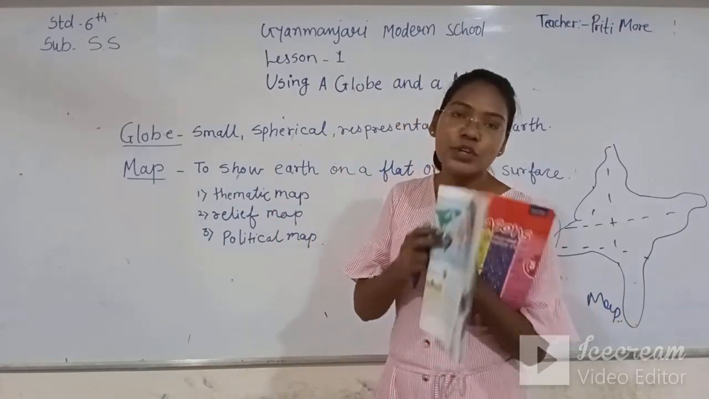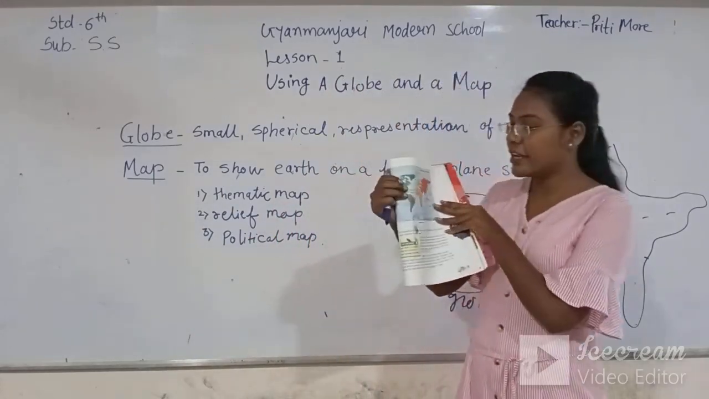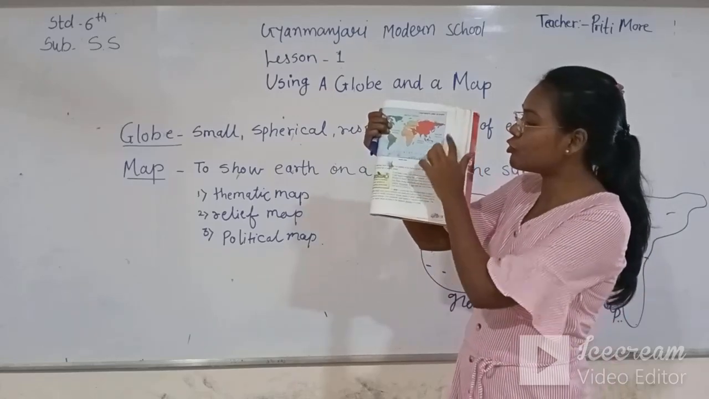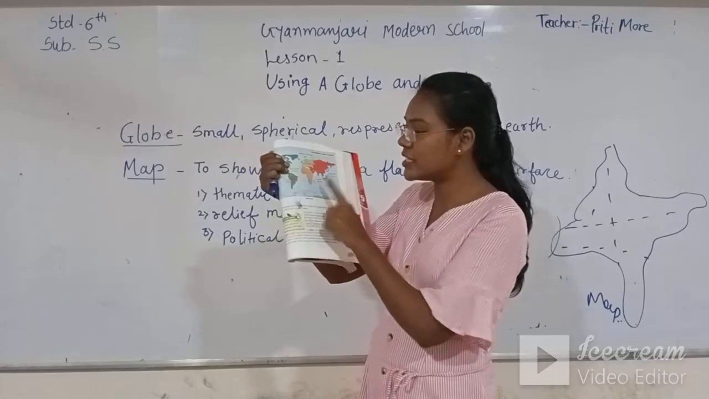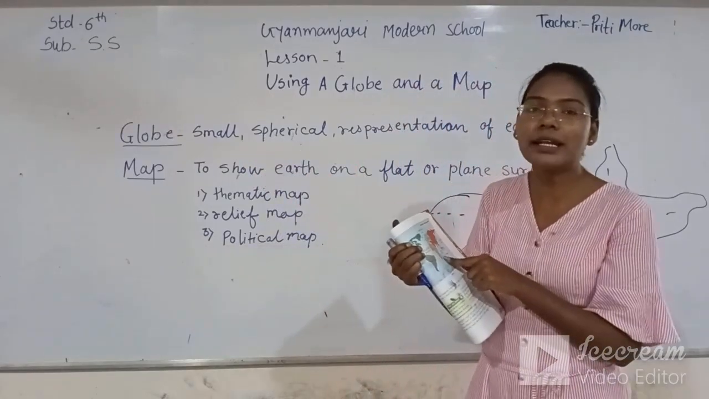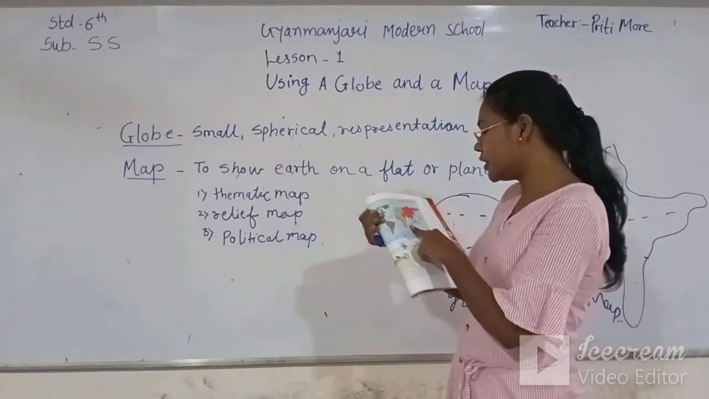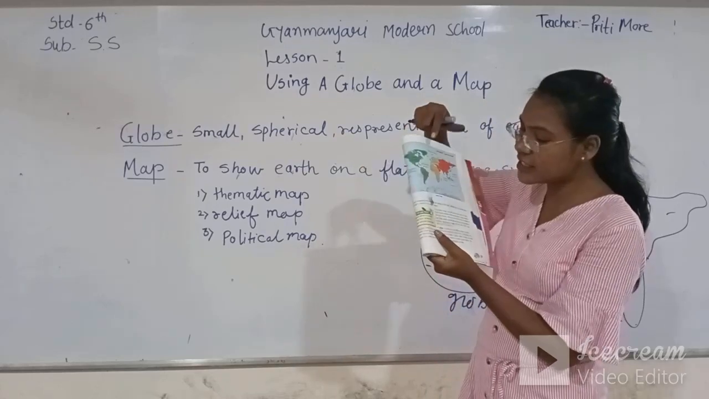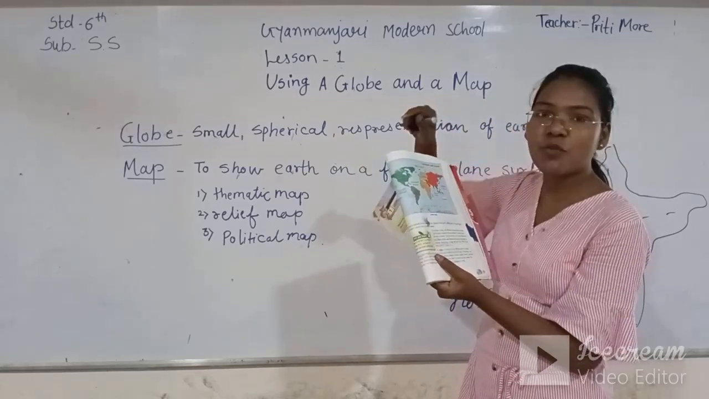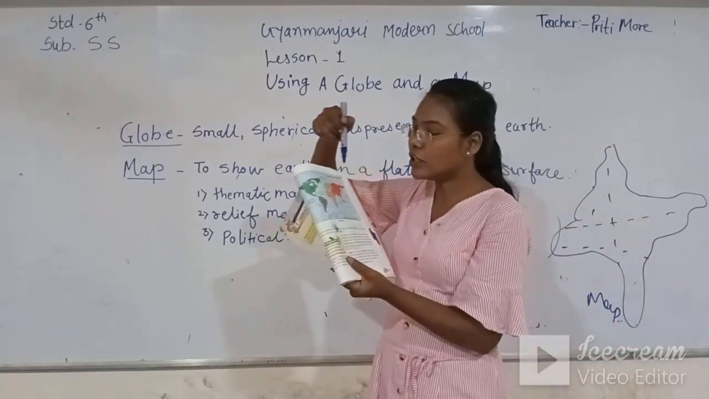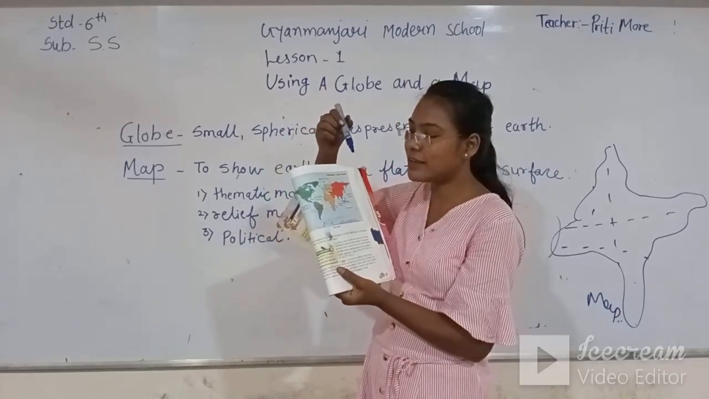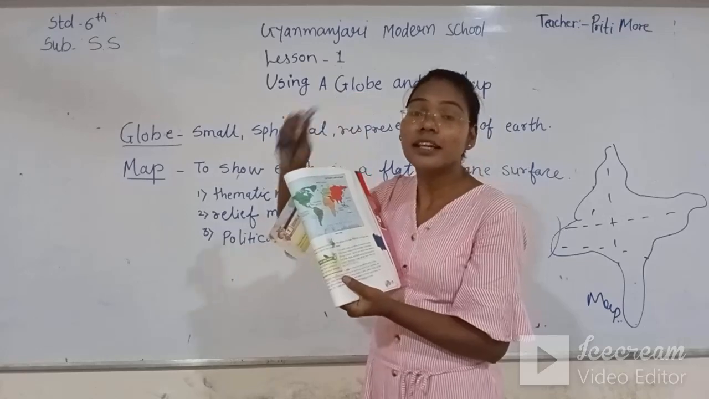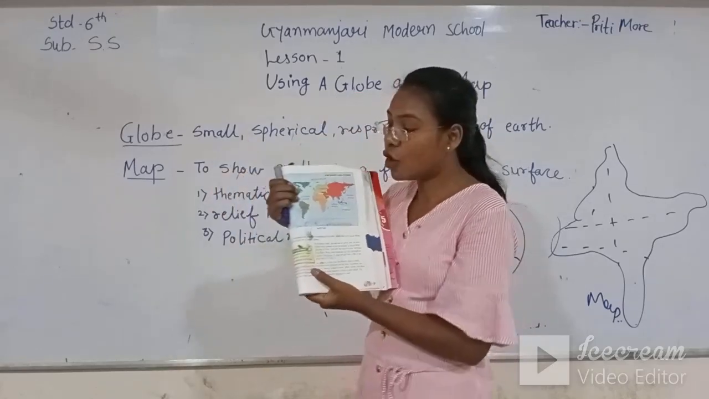Now see, here is one map and some lines are also there. If you look in your textbook, you will find these lines. These lines are called latitude and longitude. So this is the world map, with all the continents and oceans. The 7 continents and the oceans are all shown in that map.